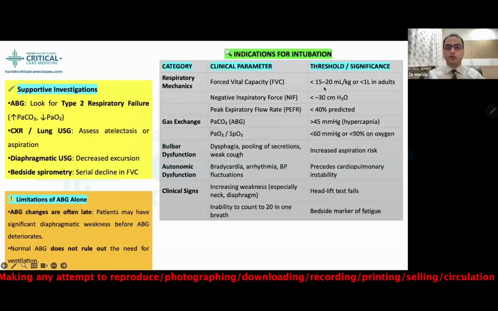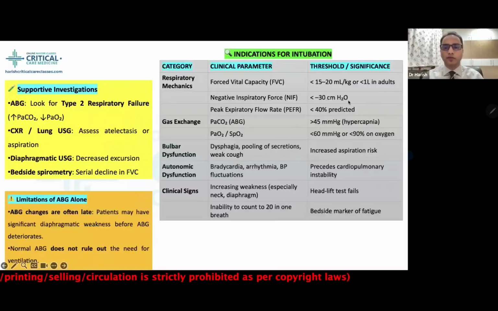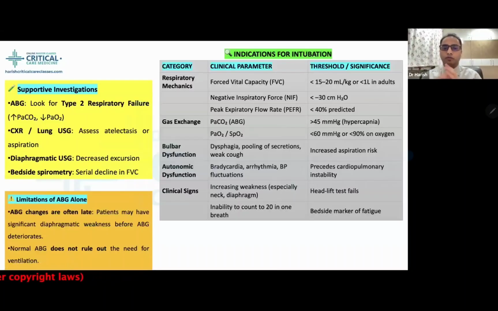So if a patient has a forced vital capacity of less than 15 to 20 ml per kg, or less than 1 liter overall in adults, a negative inspiratory force of less than minus 30 cm, a peak expiratory flow rate of less than 40% of the predicted, PCO2 raised to more than 45, PaO2 less than 60 or SpO2 less than 90.